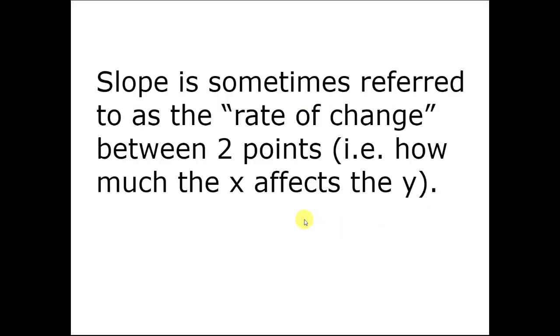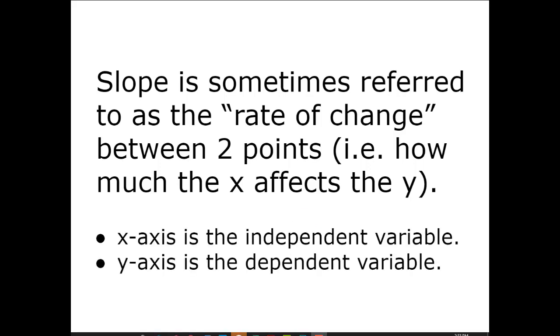Slope can also be referred to as the rate of change between those 2 points. So basically, we're looking to see how much the x will affect the y. In statistics, we use the x-axis for our independent variable and the y-axis as our dependent variable.